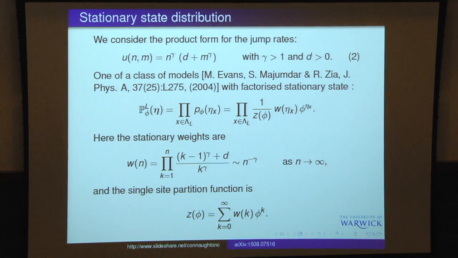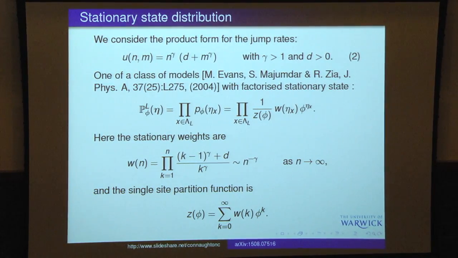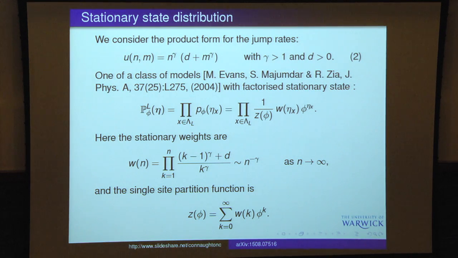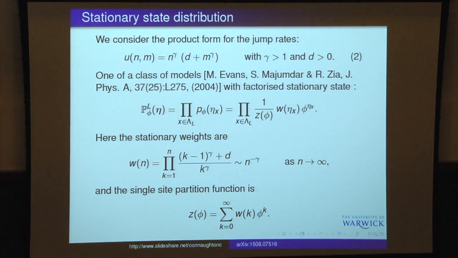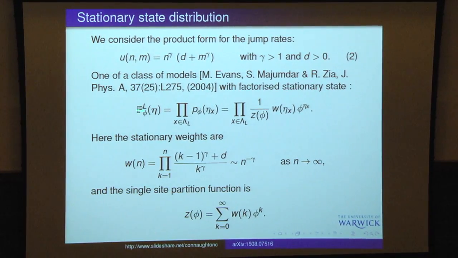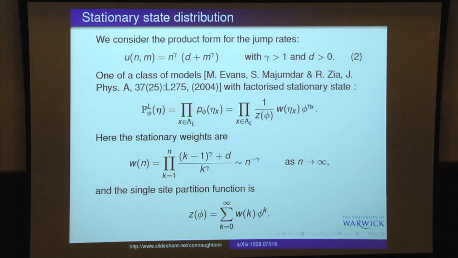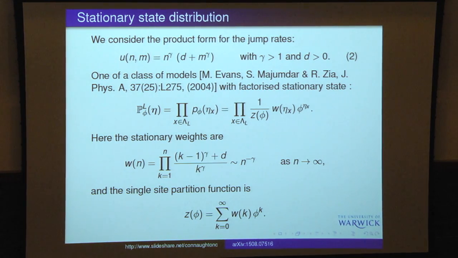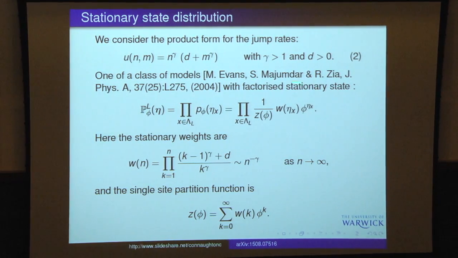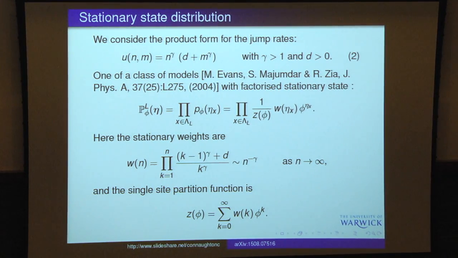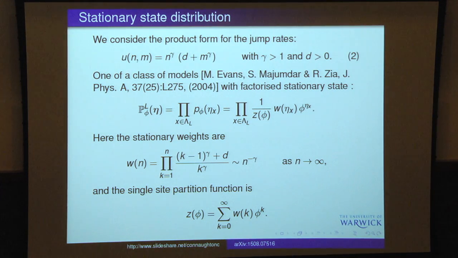The cool thing about a lot of these models is that they go to a stationary state which can be found analytically. There's been a lot of work done on this. The point is that the stationary probability distribution for the model is factorizable and can be written as a product of single site probability distributions, which can be written down explicitly. These guys have done quite a bit on this, and others. So I'm going to skip through a bit.